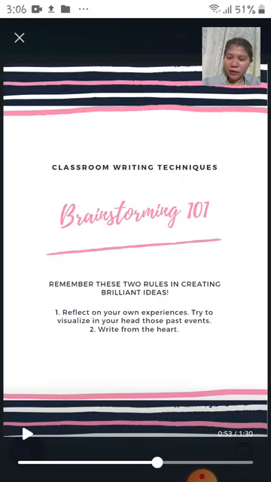Brainstorming 101. So there are certain techniques that you could use. These are my tips. Remember these two rules in creating brilliant ideas. Number 1, reflect on your own experiences. Try to visualize in your head those past events. And second, write from the heart. So today, I will want you to write an autobiography.